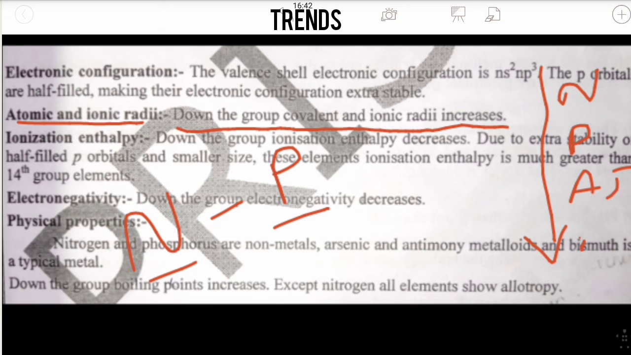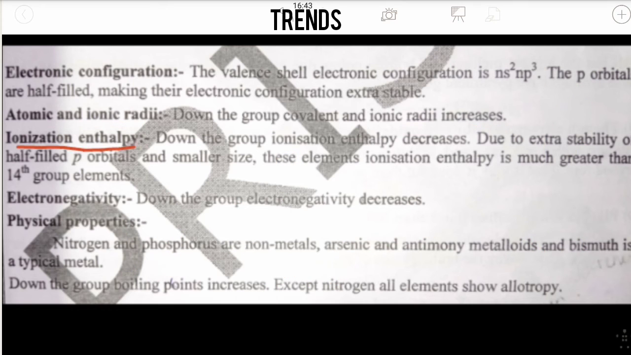However, from arsenic to bismuth, what happens? Only a small increase in the covalent radius is observed. This is mainly due to the presence of completely filled d and f orbitals in the heavier members.